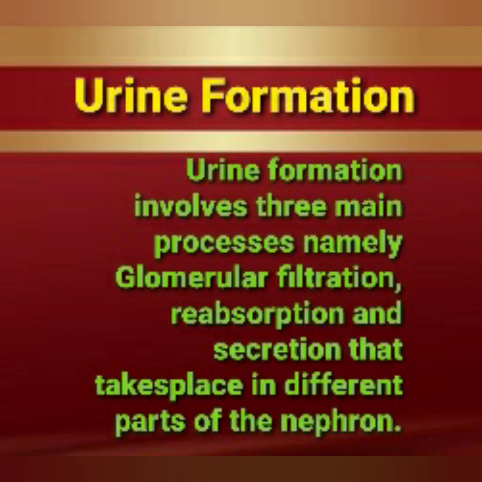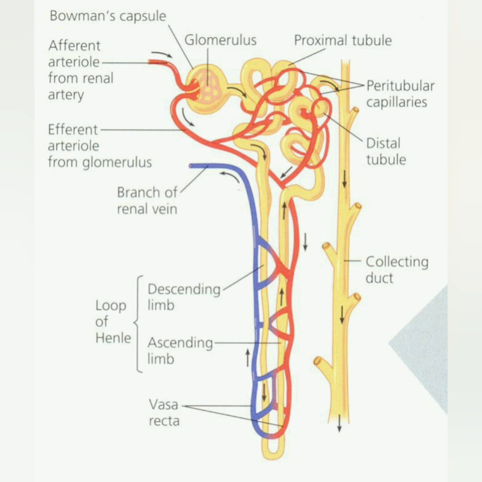Urine formation involves three main processes, namely glomerular filtration, reabsorption and secretion, that take place in different parts of the nephron. Here you can see the structure of the nephron: Bowman's capsule, glomerulus, proximal convoluted tubule, Henle's loop with descending limb and ascending limb, distal convoluted tubule and collecting duct. You can also see the peritubular capillary network and vasa recta.